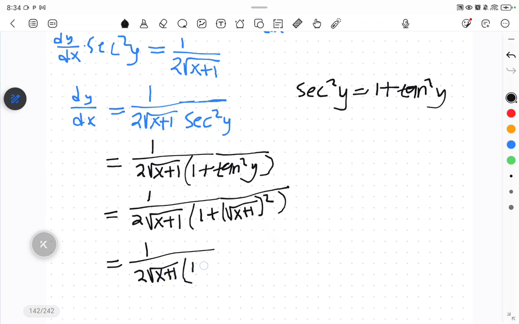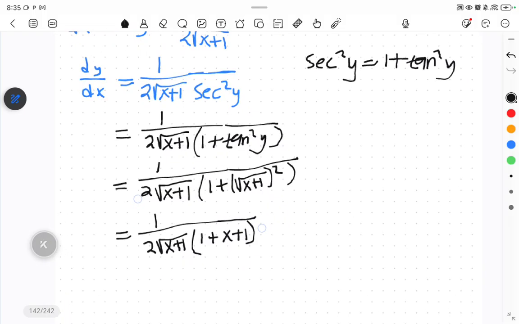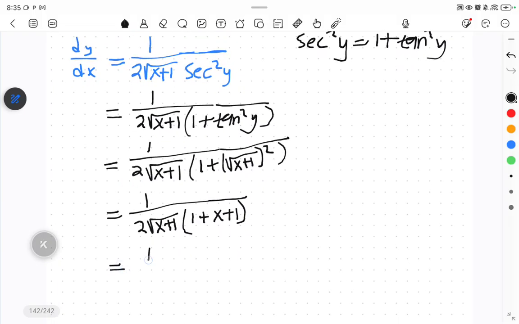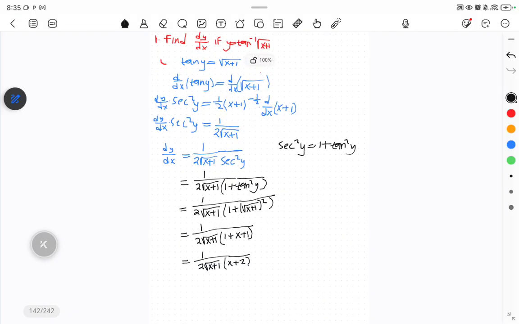1 plus x plus 1. Then this will be what? 1 over 2 root of x plus 1, x plus 2. And then that will be our dy over dx.